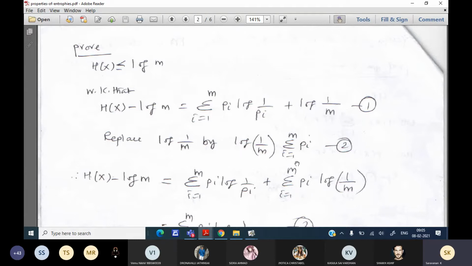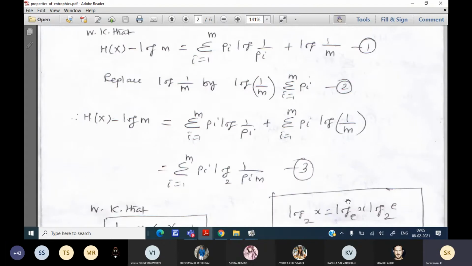Okay, so by inserting this, the value is not going to change. Now we have summation of pi in both the terms, so we can take it outside. So we are going to get log x plus log m. So it can be written as log x into log xm. You can write it as log 1 by pi m. Okay, so this is known to you.